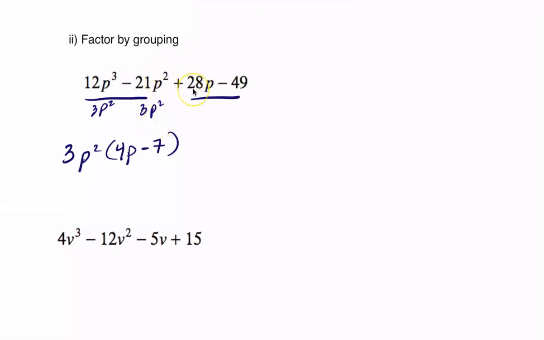Now when you factor by grouping, very, very important, you bring down the middle sign every single time. Whatever it is, you have to bring it down. Now these two have a 7 in common, and we're just going to divide all these by 7. 28 divided by 7 is 4p. Negative 49 divided by 7 is 7.